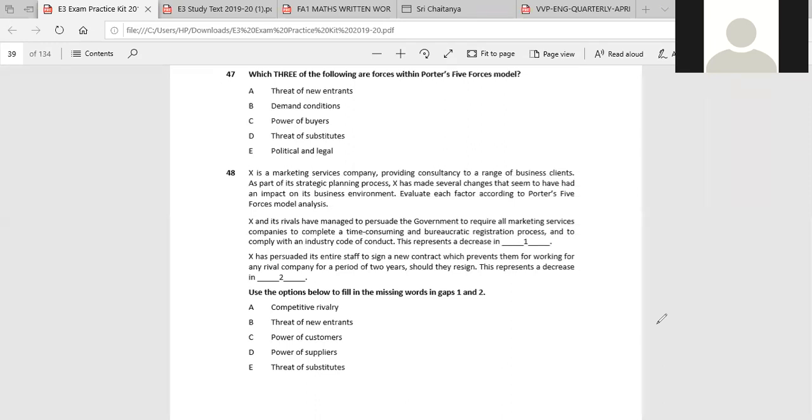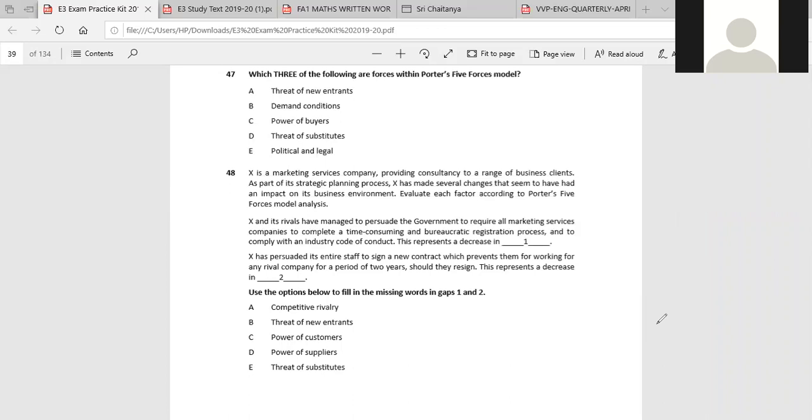X has persuaded its entire staff to sign a new contract which prevents them from working for any rival company for a period of 2 years. Should they resign? This represents a decrease in dash. For one, what is the right thing? You think B is the right thing? B is threat of new entrants.